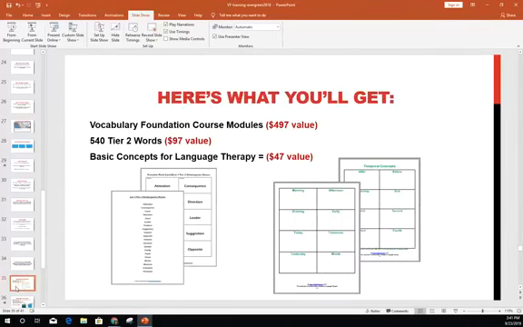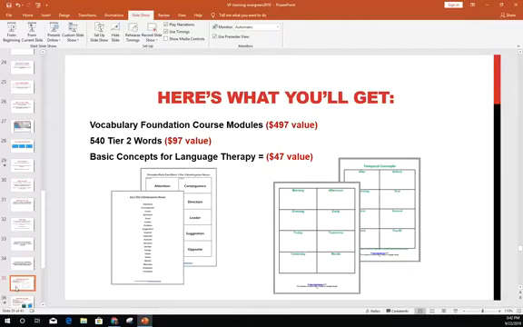So something else you'll get with the program, again, you get the course modules, you get an entire list. It's called the 540 Tier 2 Words. So what that is, is an ebook that has 540 different Tier 2 words that would appear across general education curriculums from K through 8. So they're divided up by nouns, verbs, and adjectives, and there are words that are taken from different curriculums across the different grade levels so that you know exactly where to start with picking Tier 2 words, and you know exactly what types of words students are learning across the grade levels.